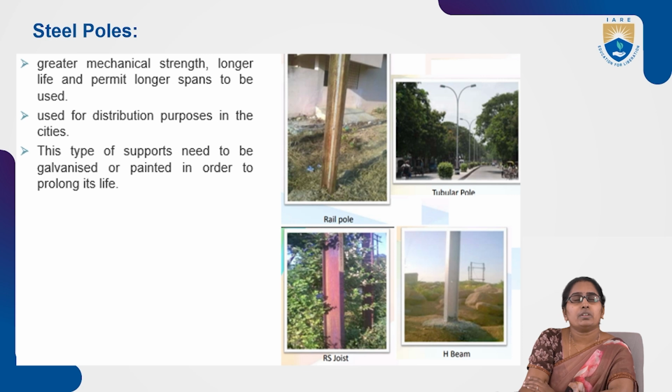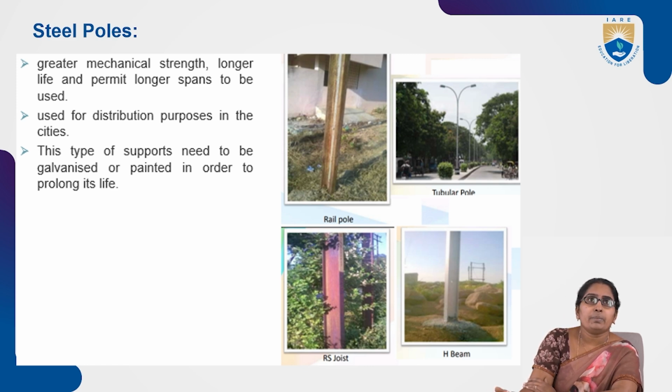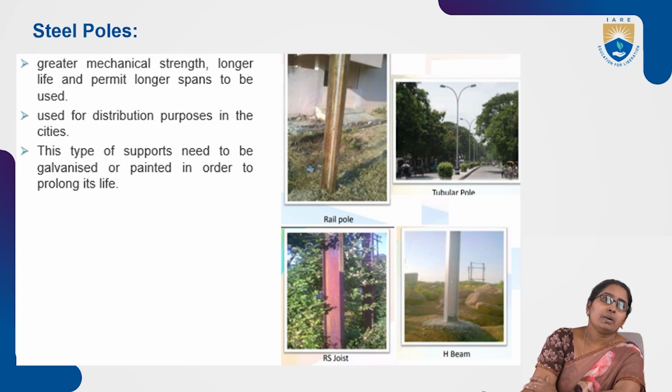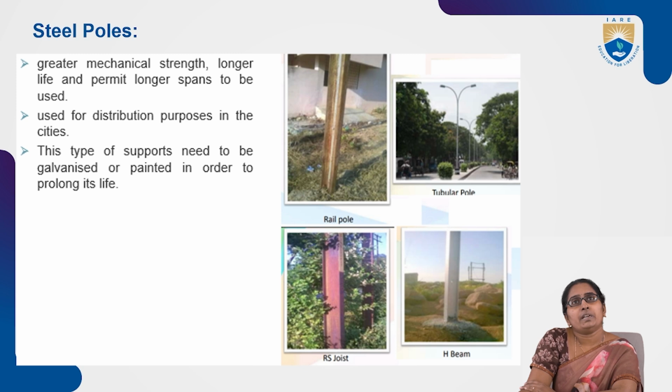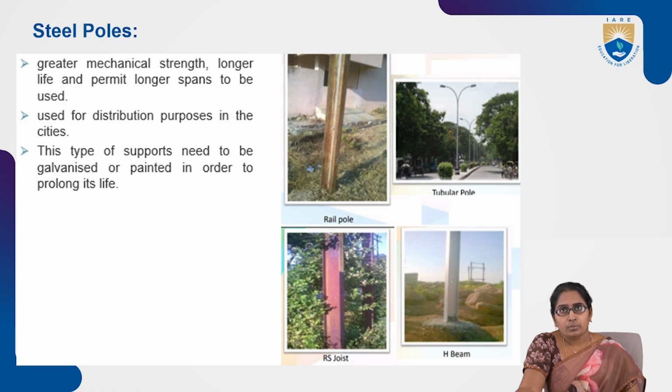The next type of support is the steel pole. We'll see on the right side of the slide how a steel pole looks like. We see these on the roads in urban areas. Look at the points: greater mechanical strength, longer life, and they permit longer spans to be used. Second point, used for distribution purposes in the cities. Third point, this type of support needs to be galvanized or painted in order to prolong its life, to give it a longer life period.